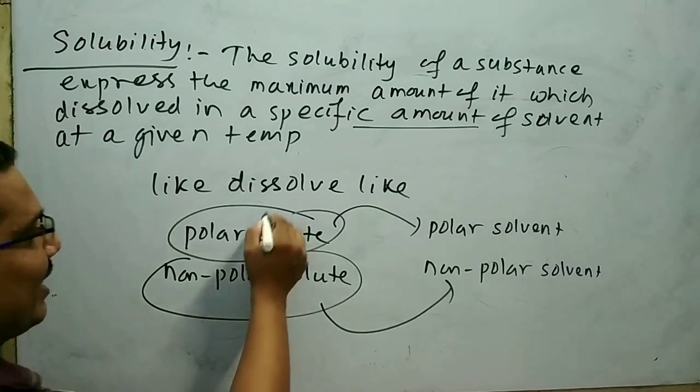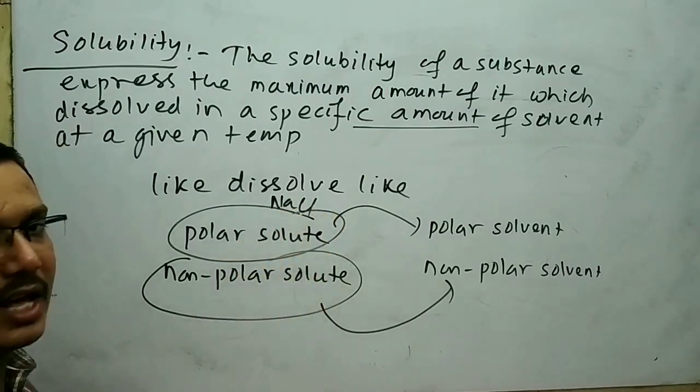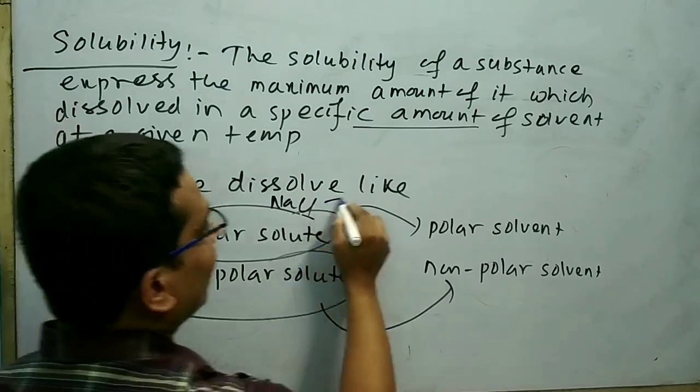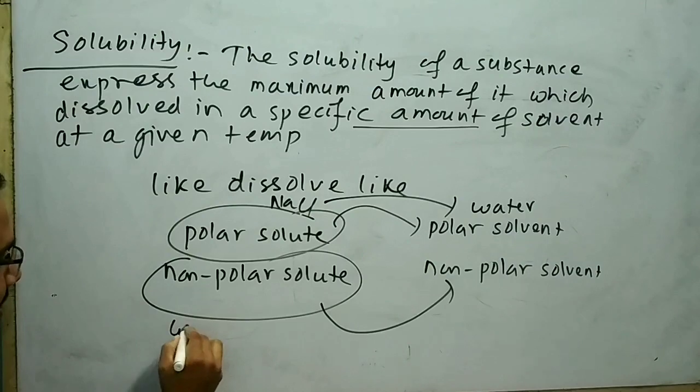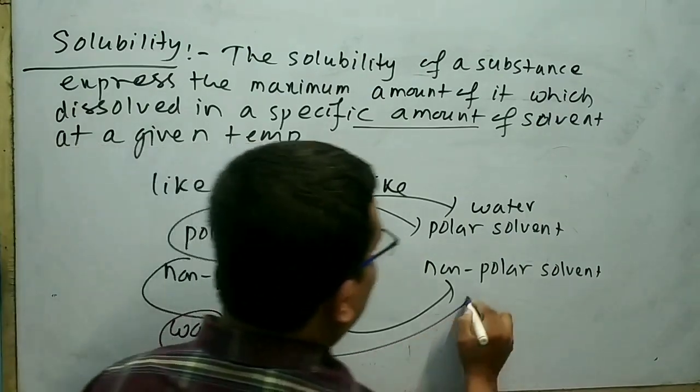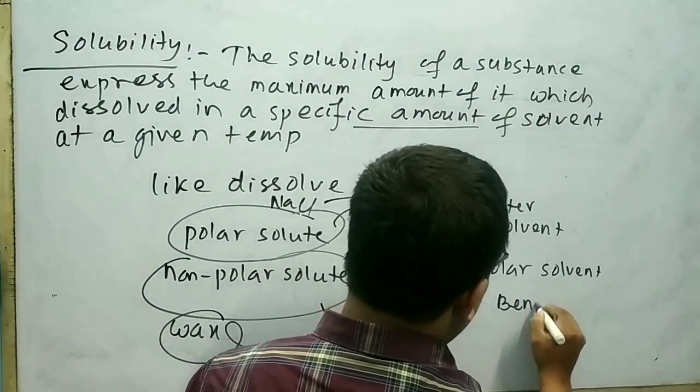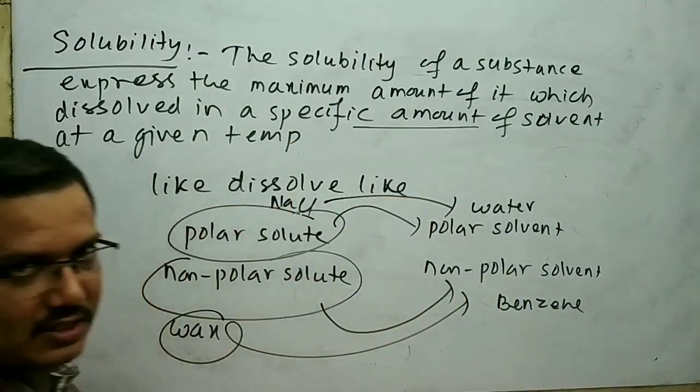Suppose I will take NaCl. NaCl is a polar solute which always dissolves in the polar solvent like water. Suppose I will take wax. Wax is a non-polar solute which always dissolves in the non-polar solvent like benzene, ether, like this.